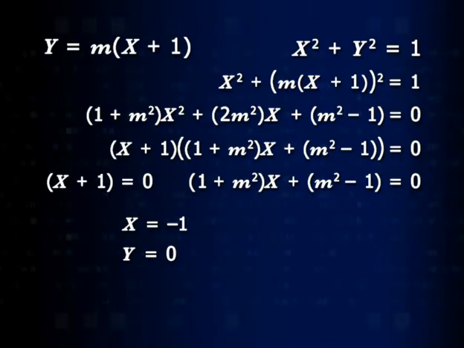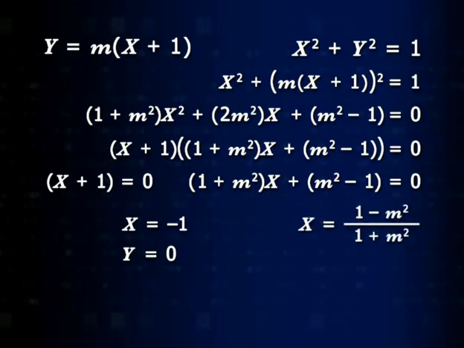But of course, the equations didn't know that that was the point we knew. The equations and mathematics will spit out all the solutions. So even though we learned nothing new, it's always great to see that we haven't made a mathematical mistake. We get the right point. The second equation gives us the other point of intersection, which works out to be x equals 1 minus m squared, all divided by 1 plus m squared.